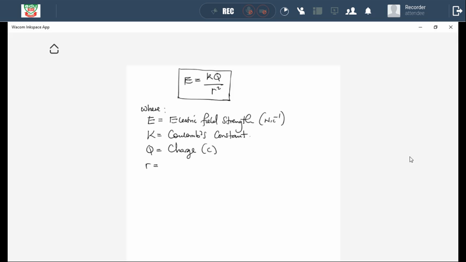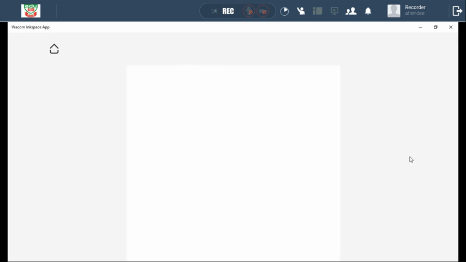And then r represents the distance of the test charge from the charge Q. How far is that test charge, or how far is that particular point from the charge, which is the main charge Q, and that distance is measured in meters. So it all depends on the question that you are given. The question determines the formula that you are going to use.